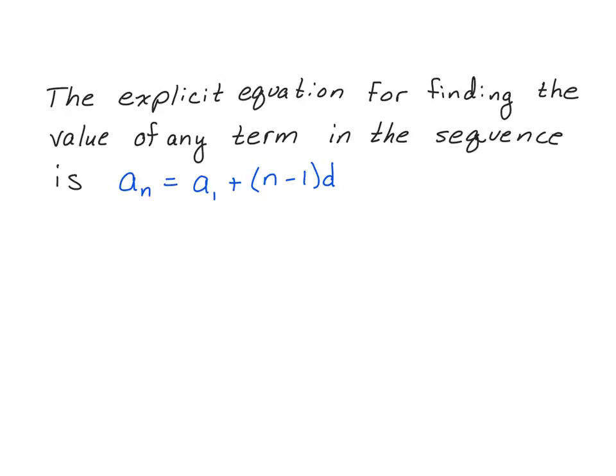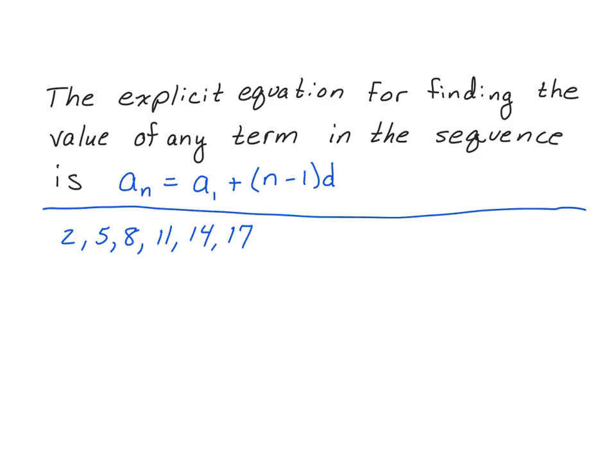All right, so let's think about this equation for just a minute here. Let's suppose that we have the sequence of numbers 2, 5, 8, 11, 14, and 17. Now we're starting with the value of 2, and to that 2 we are adding a number consistently throughout the sequence, and that number is 3.